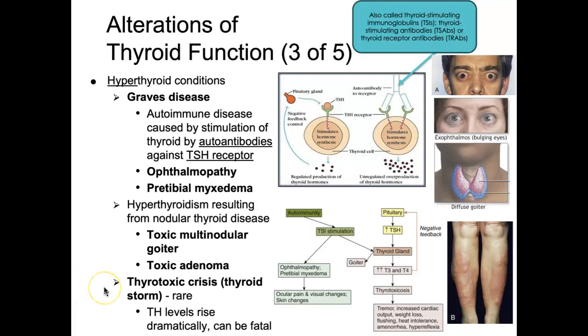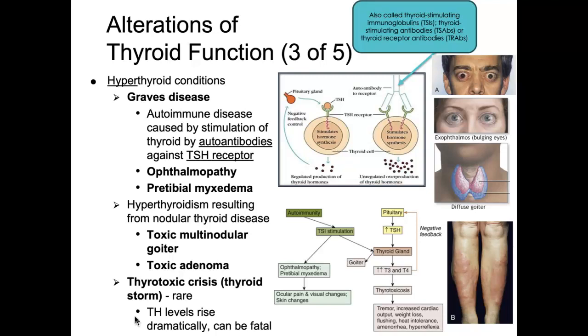Lastly, here on hyperthyroidism, we've got our thyrotoxic crisis, or also known as a thyroid storm, which is rare. This is when our thyroid hormone levels rise dramatically, and it can be fatal. Death could occur within 48 hours if it is not treated. And we tend to see this in patients who are undiagnosed or partially treated for their Graves' disease.